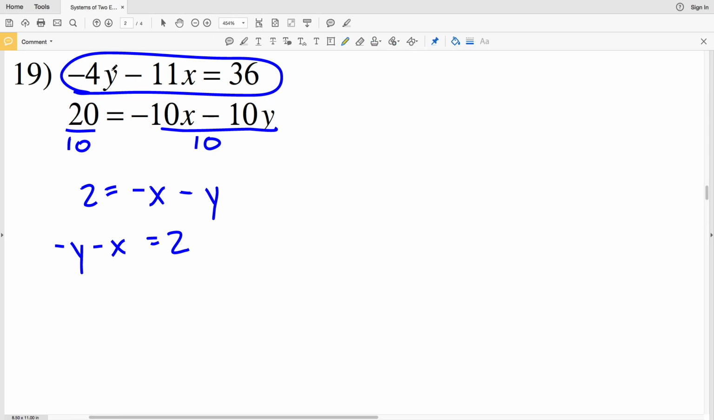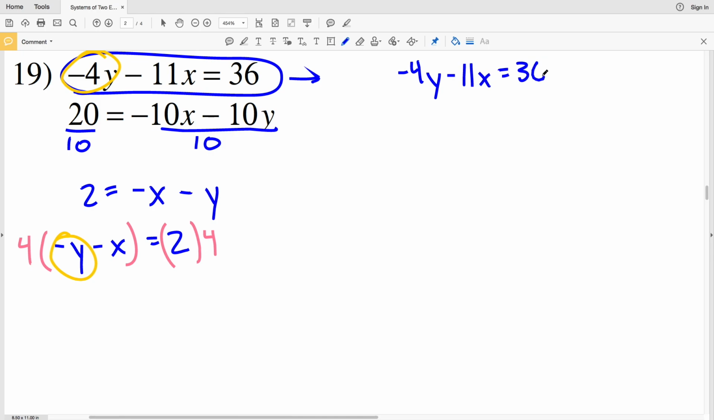Now my goal is going to be to cancel out my y's, and in order to do that, I'm going to need to multiply this new equation by 4. So rewriting my top equation, I'll get negative 4y minus 11x equal to 36. When I multiply this bottom equation by 4, 4 times negative y is negative 4y, and then 4 times x will be minus 4x, and that will be equal to 4 times 2, which is 8.